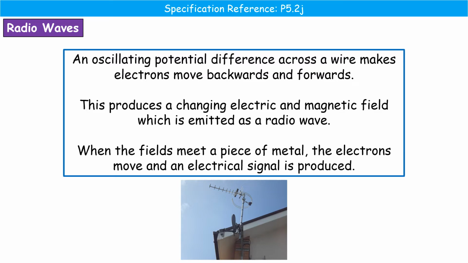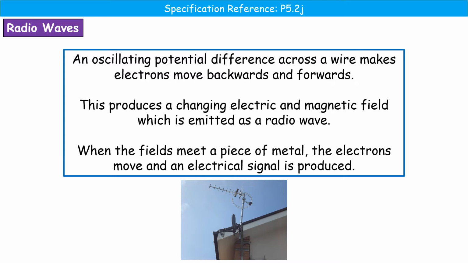If we have an oscillating potential difference across a wire, then the electrons are going to move backwards and forwards because of that oscillation. As a result of that, what we produce is a changing electric and magnetic field, and that is what we emit as the radio wave. Because remember what we said, electromagnetic waves are electric and magnetic fields, and that is an example in the form of a radio wave.